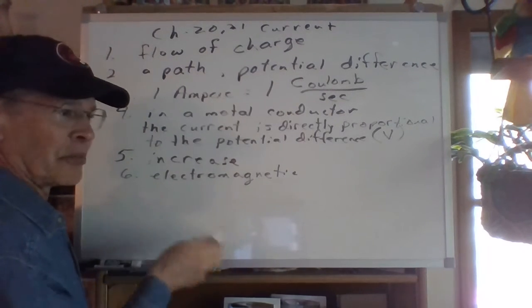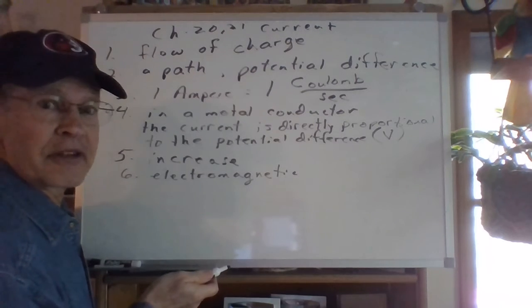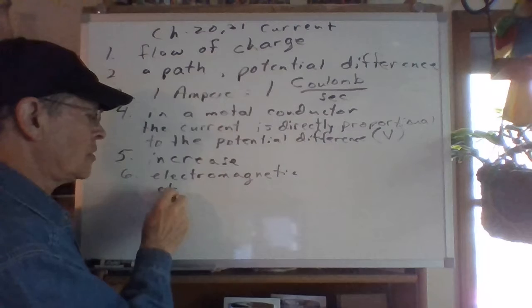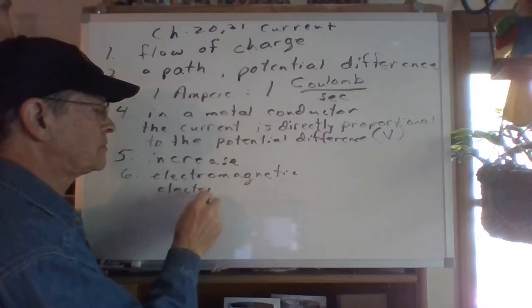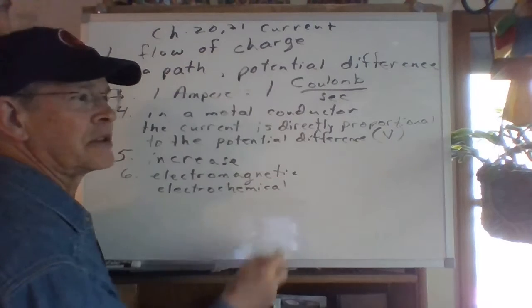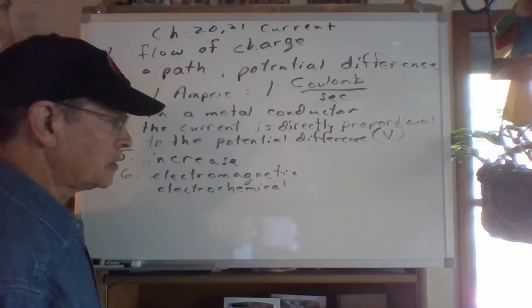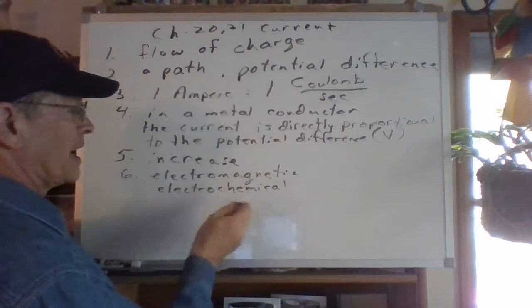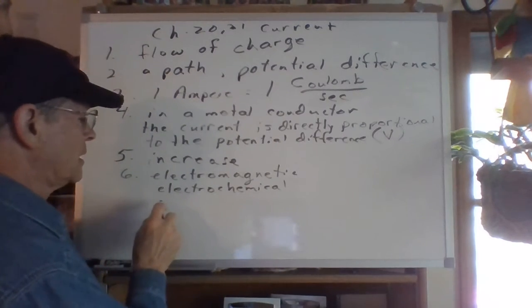What if it's not plugged into the wall, but it still runs off of electricity? Well, we would think of batteries. Let's call them electrochemical cells. A battery is a word that refers to a series of things, including a series of electrochemical cells. So electromagnetic, electrochemical, what else?